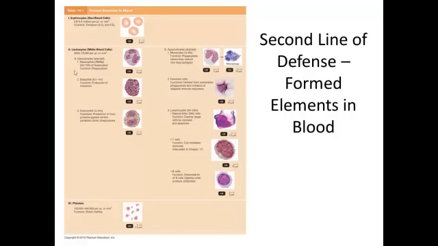Now, we're going to talk about this again when we talk about chronic inflammation. Let's move on to basophils. Basophils, when you stain them with a basic stain, their granules will stain. That's why we call them basophils.